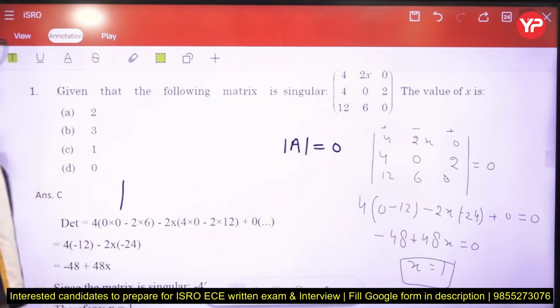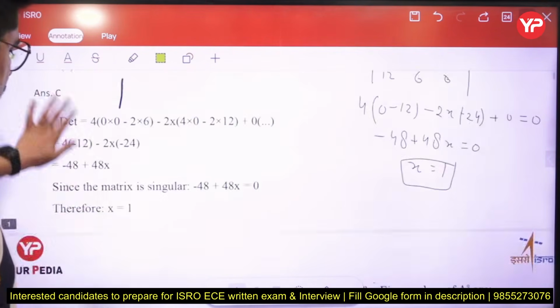So what will be the answer? The x value will be 1. So only when your x value is 1, then only this matrix is a singular matrix.